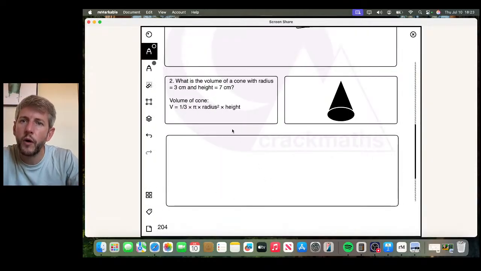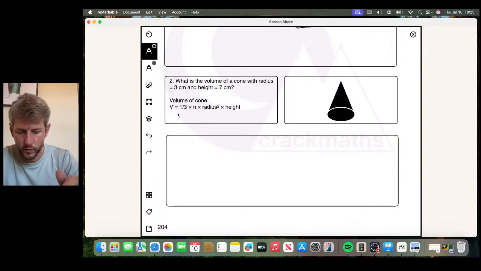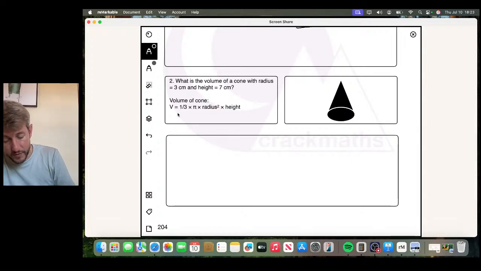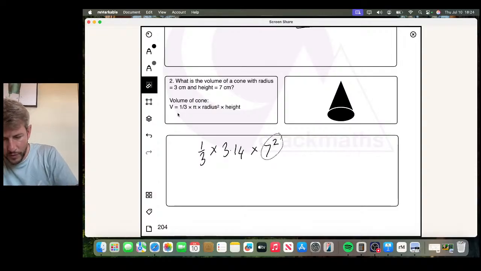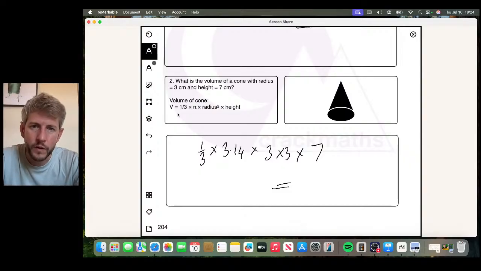Question 2, we've got here, the volume of a cone with radius 3. Volume of a cone equals 1/3 times pi times radius squared times height. So that's going to be 1/3 times 3.14 times radius squared, which will be 3 squared, so times 3 times 3, and then times 7. Okay, so here we go.